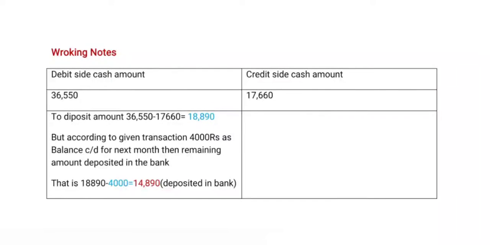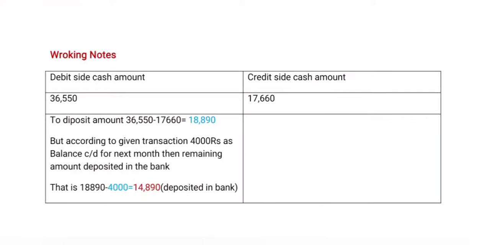That's why we deduct that amount from the total amount. It is 36,550 minus 17,660. It is 18,890 rupees, minus 4,000 written as balance carried on. The remaining amount should be deposited in bank. It is 14,890 rupees. It is the amount deposited in bank. It is a contra entry. It is affected on both sides. We are going first to the debit side of the cash book and then the credit side of the cash book.